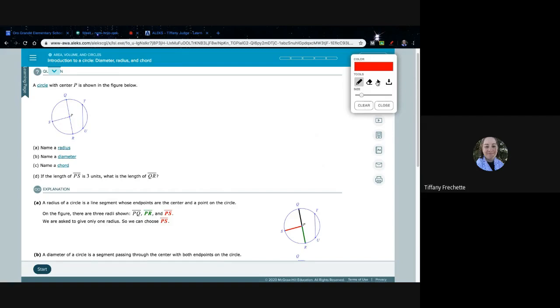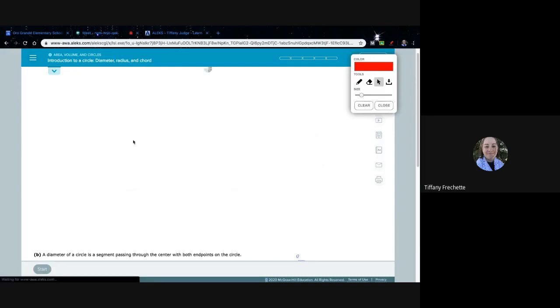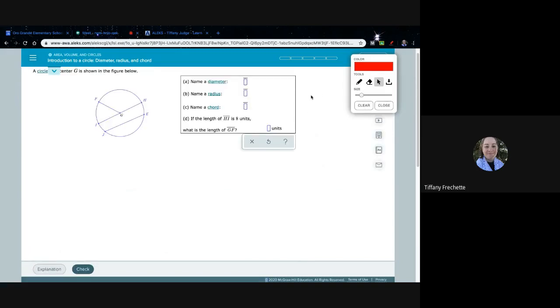All right, let's clear this out and click start here. It says name a diameter. A diameter goes through the center and touches both sides. So a diameter would be IH, or I could say HI, whichever direction I want.